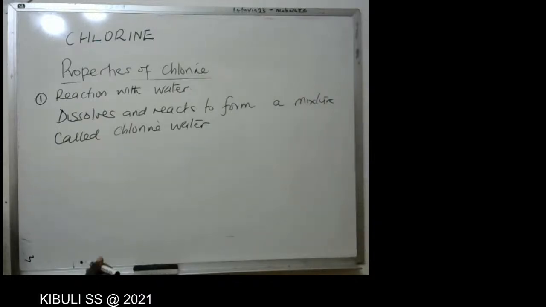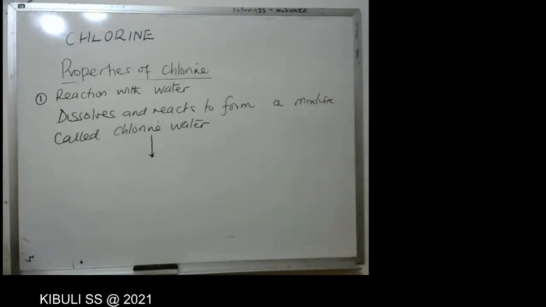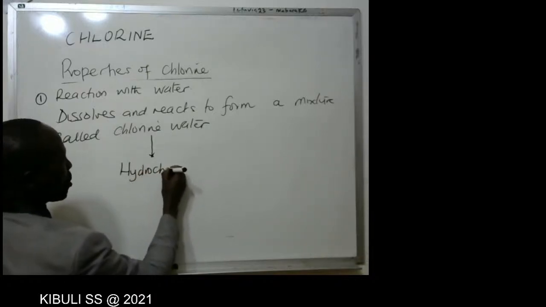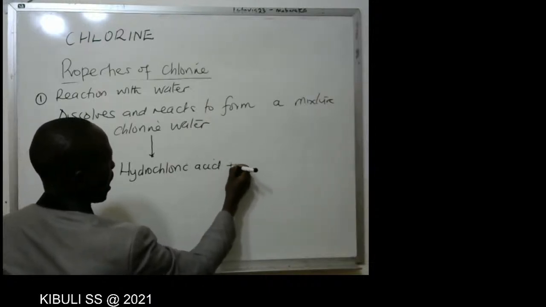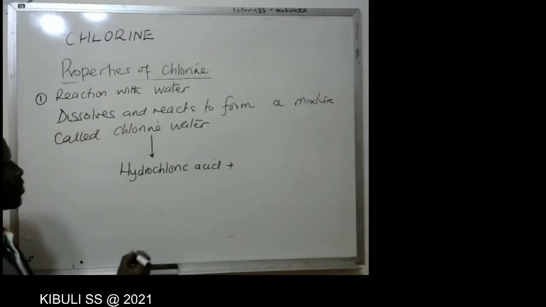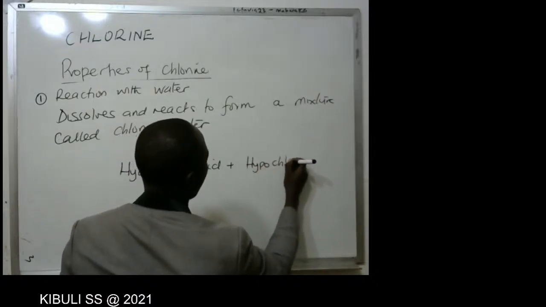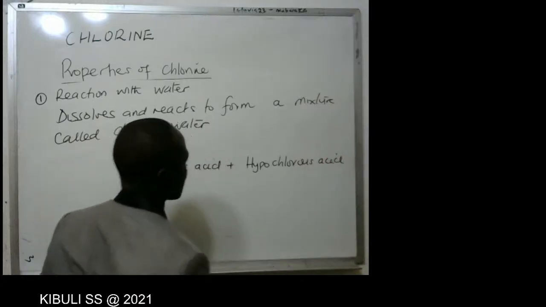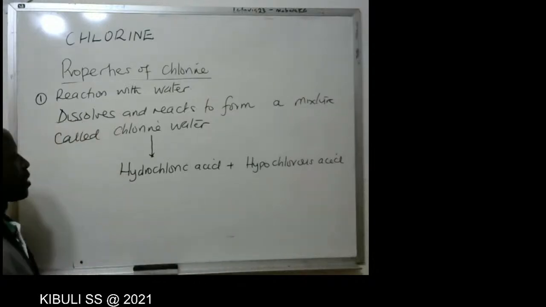So what is chlorine water? Chlorine water is a mixture of 2 compounds. Number 1, a mixture of a certain compound called hydrochloric acid, and the second one is called hypochlorous acid. A combination of these 2 compounds gives us what we call chlorine water.